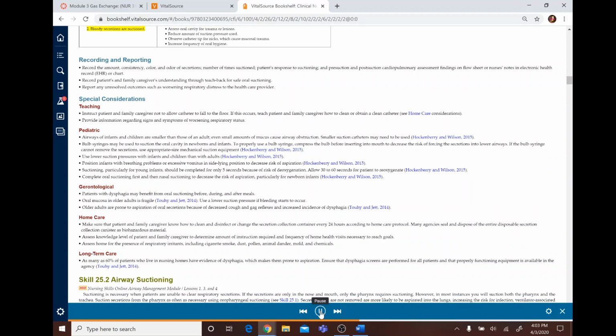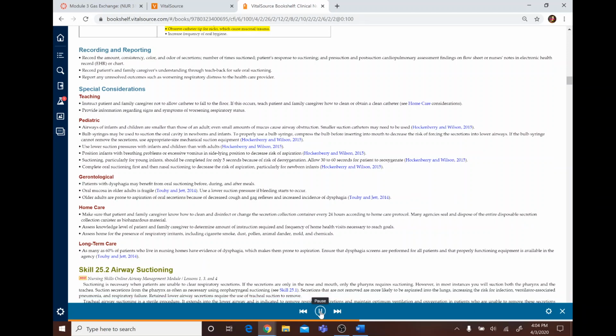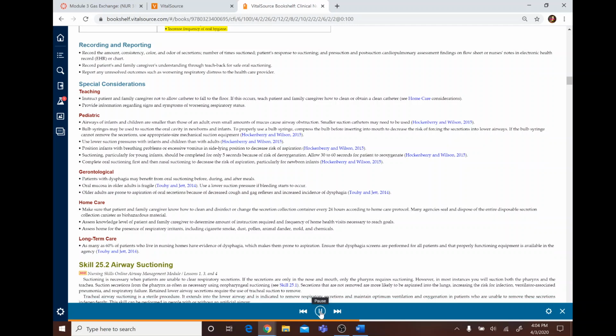2. Bloody secretions are suctioned. Assess oral cavity for trauma or lesions. Reduce amount of suction pressure used. Observe catheter tip for nicks, which cause mucosal trauma. Increase frequency of oral hygiene.